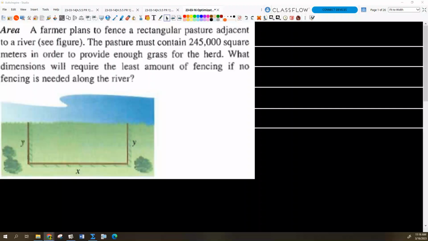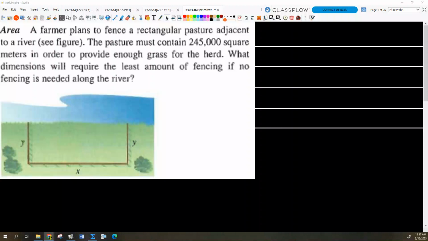This looks almost identical to the one we did yesterday, but there's a slight difference, right? The one we did yesterday was the same thing. It was a pasture by a river, but they gave us the amount of fencing that the farmer had. And today, that's not what they're doing. Today, they're saying the constraint is that the pasture must contain 245,000 square meters. What dimensions would require him to buy the least fencing to do that?